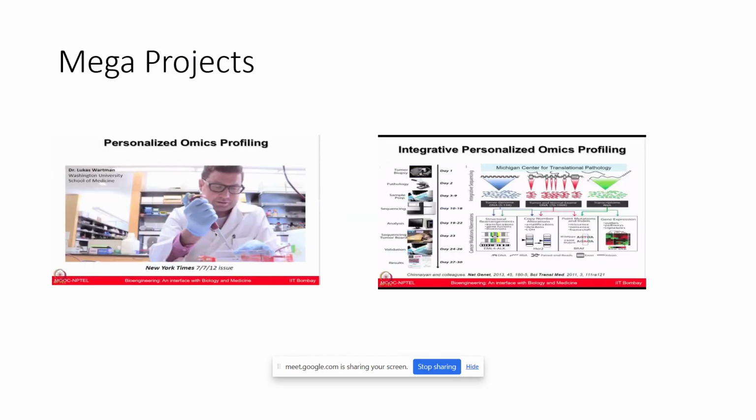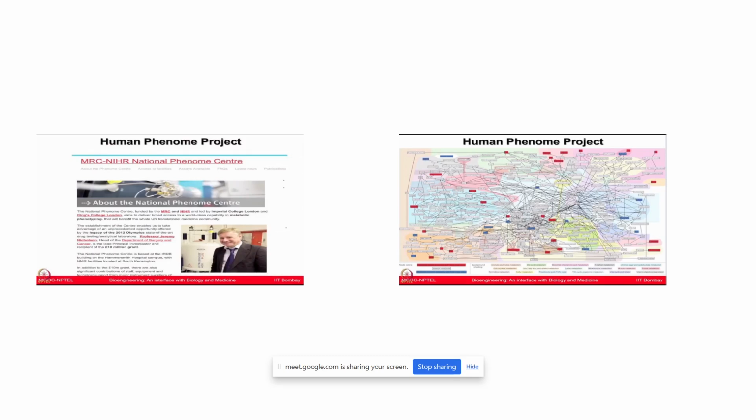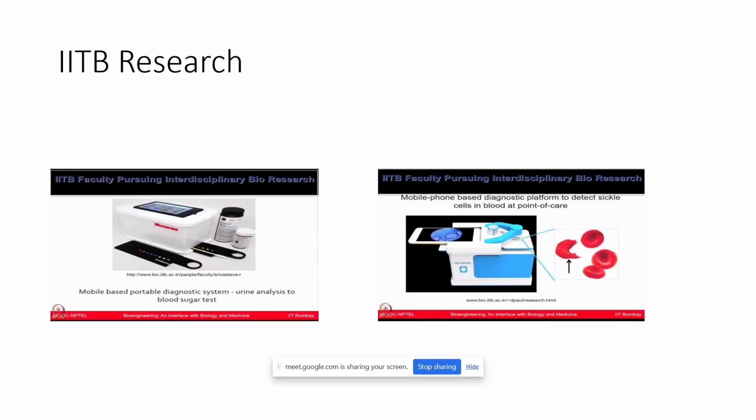So in terms of these different mega projects, omics profiling or omics study helps you get personalized medicine as well. Currently in foreign countries, people are going through different omics studies in order to build personalized medicines, and these are very huge projects, as the pathways inside the body are so complex, in order to come up with certain conclusions out of it. There are certain omics studies which are currently going on, and at IIT, people are trying to make a mobile based portable diagnostic system for urine analysis or blood sugar test analysis.